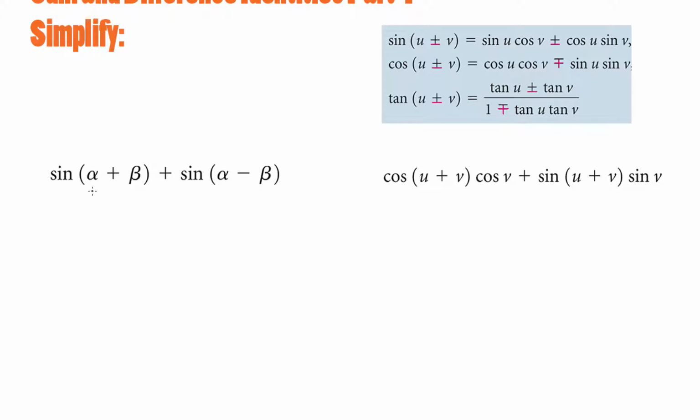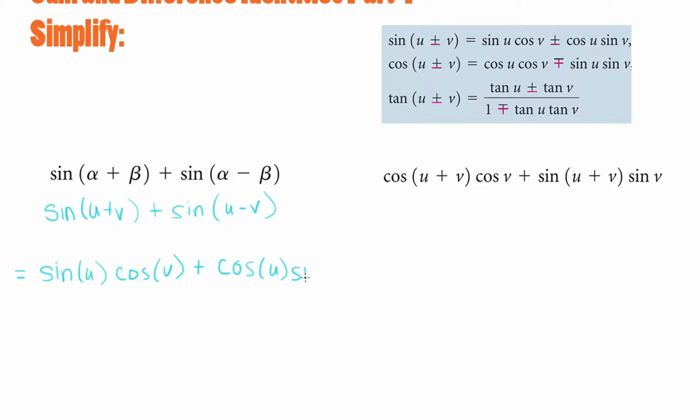Just for simplicity, instead of alpha and beta, I'm going to use sine of u plus v plus sine of u minus v. Again, you are allowed to do that because they're variables. So let's start with sine of u plus v. By the identity, this is equal to sine of u cosine of v plus cosine of u sine of v.